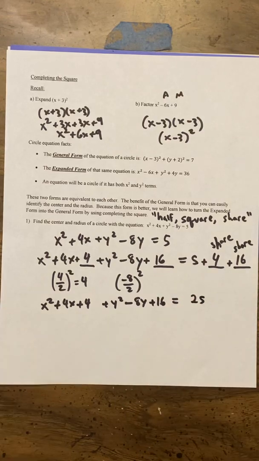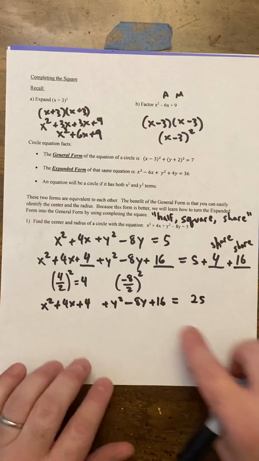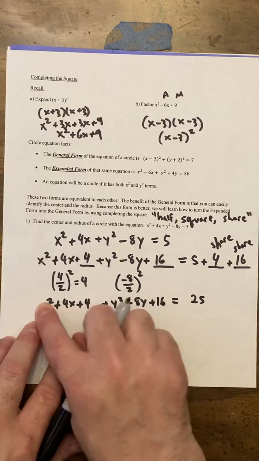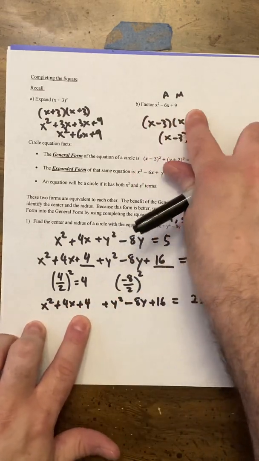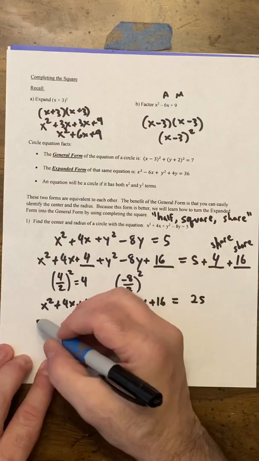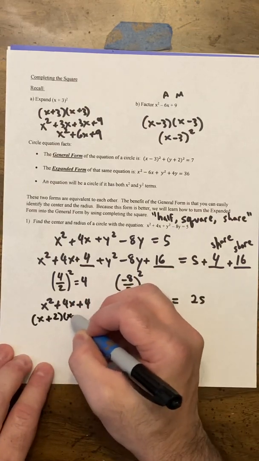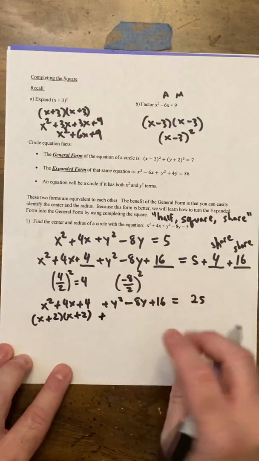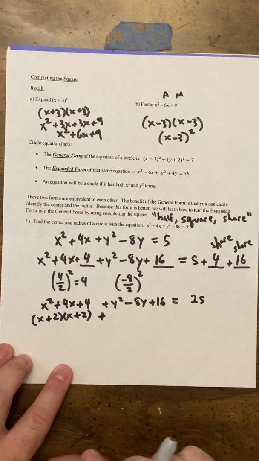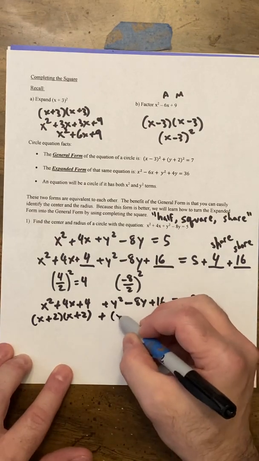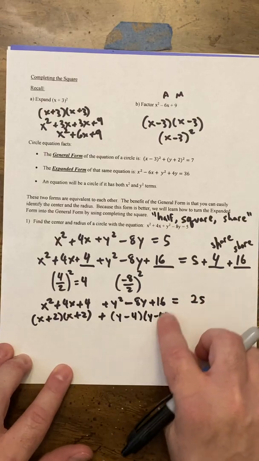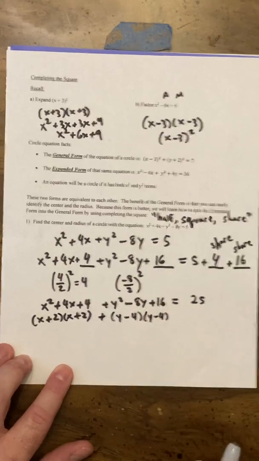Okay, the last part of the problem, to finish it up and to get it to look like the general form, is to factor this trinomial here, just like we factored this trinomial here. Find two numbers that multiply to 4 and add up to 4. So that's going to be 2. So you're going to get x plus 2 and x plus 2. You're going to do the same thing with this trinomial. Find two numbers that multiply to 16 and add up to -8. That's going to be -4. So you're going to get y minus 4 and y minus 4. Notice, -4 times -4 is 16, and -4 minus 4 is -8.